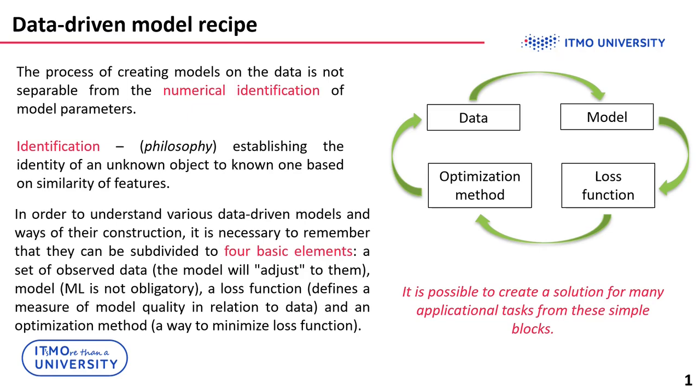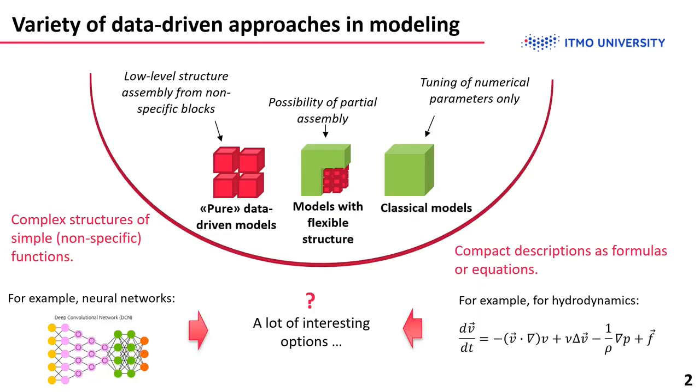Next, we need to define a loss function that sets a similarity metric for the model with respect to the data. Finally, choose an optimization method by which we can effectively and as quickly as possible minimize the loss function. So with these simple steps, we can achieve a high-quality solution for many complex problems.